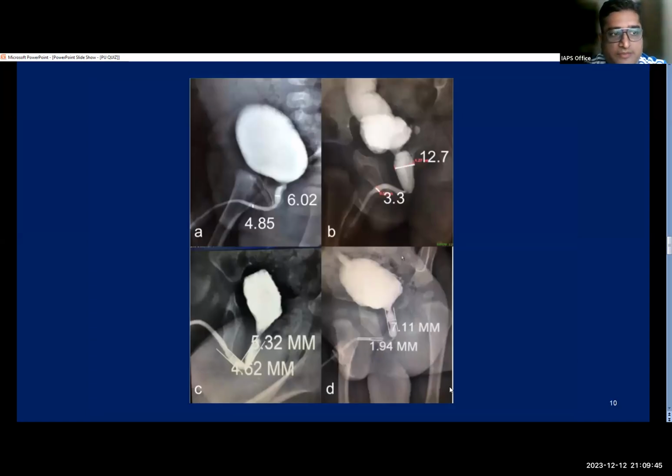What does this film signify? The first film is a widening film of a micturating urethrogram in which the anterior urethra and posterior urethra were normal, the bladder neck was normal and the bladder contour was normal. There is no reflux of contrast. There are certain measurements mentioned here. What is the significance of these measurements?